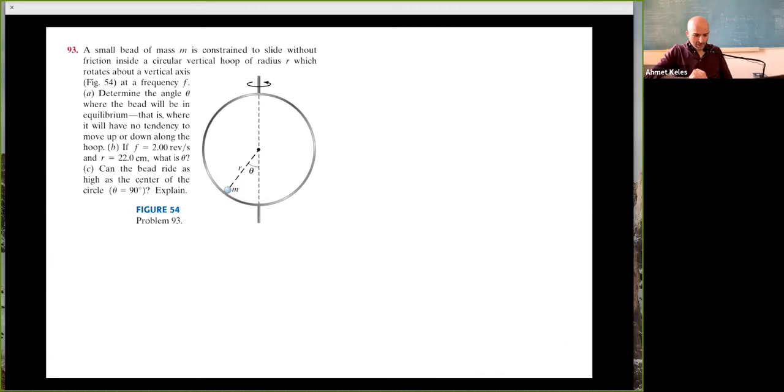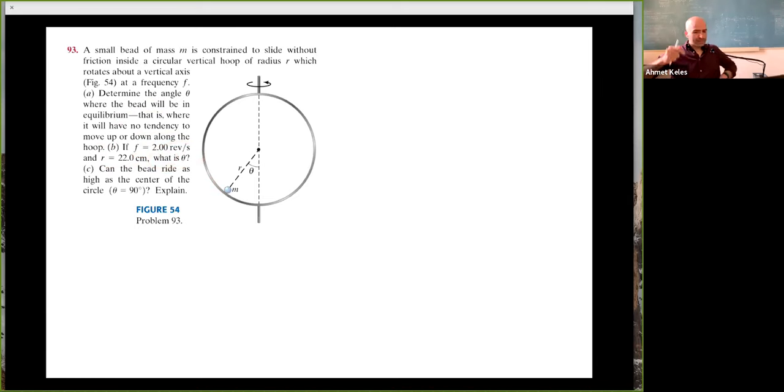So the problem is asking us to determine the angle theta where the bead will be in equilibrium. That is, it's going to stay where it is with respect to the hoop. It doesn't have a tendency to move up or down along the hoop. And they ask us to find this for f equal to 2 revolutions per second and R equal to 22 centimeters. Okay, we want to find theta.